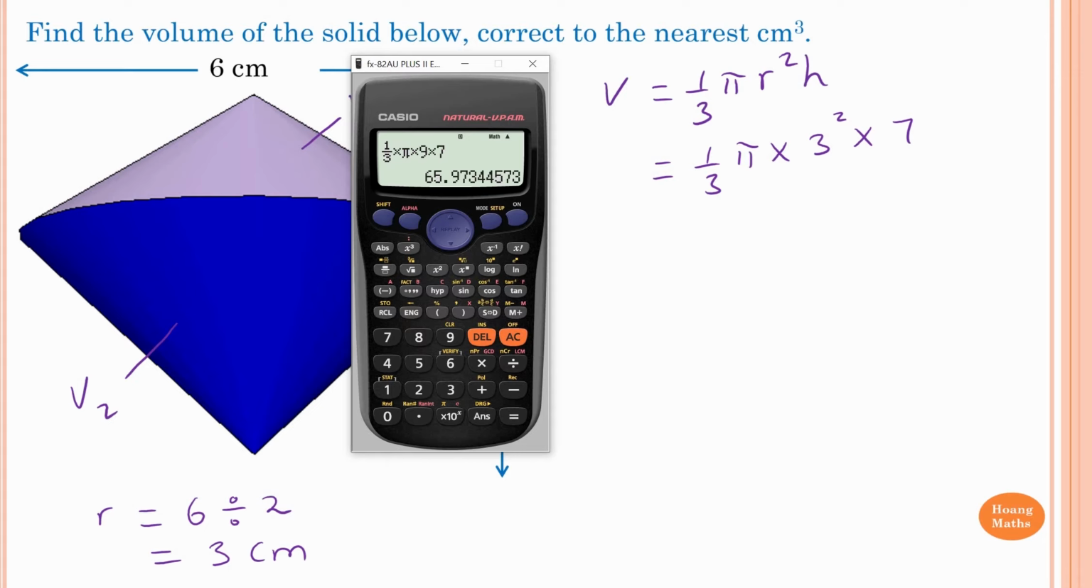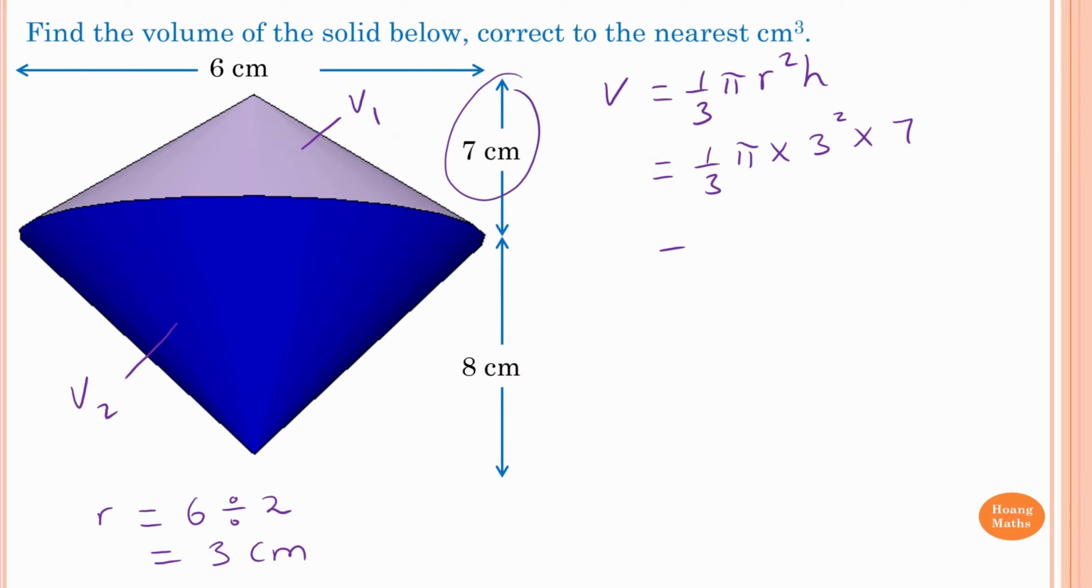So that gives me 65.97 and so on. I just write in 2 decimal places first, but I need to store that in memory A. Shift, store in A. So the answer is 65.97. Now I'm storing this in memory A, so I just write this down so you can see. Because if you round up too early, the answer is slightly different, okay? So that's why I store that in memory, and it gives me a more accurate answer, that's all.